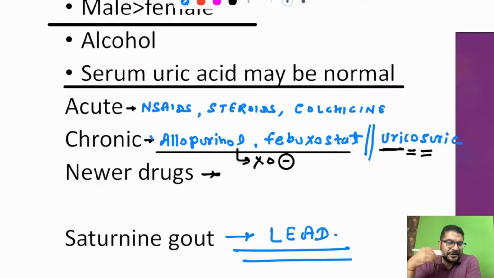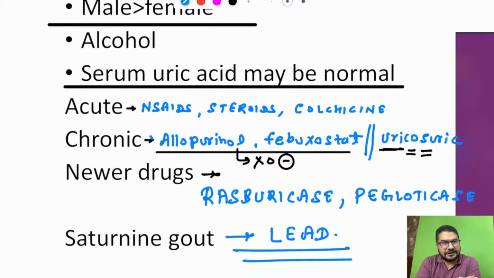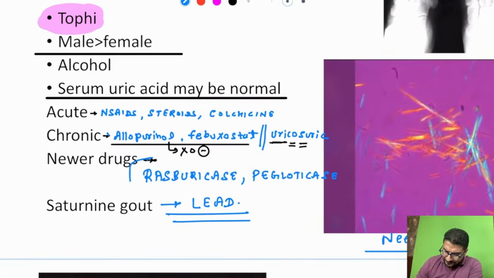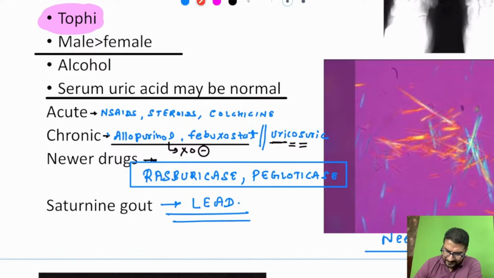Then we have some new drugs. So what are the new drugs? These are basically drugs which are products of recombinant DNA technology. We also call them recombinant uricase, like rasburicase, pegloticase. So these are newer drugs which we have for gout. Now just remember, rasburicase and pegloticase are expensive drugs, so we will not use them in routine gout.